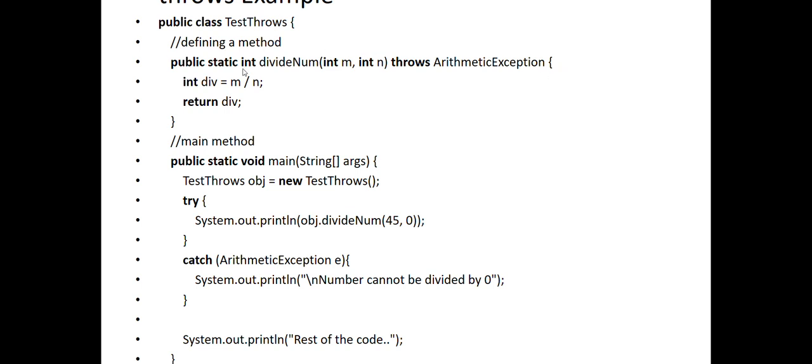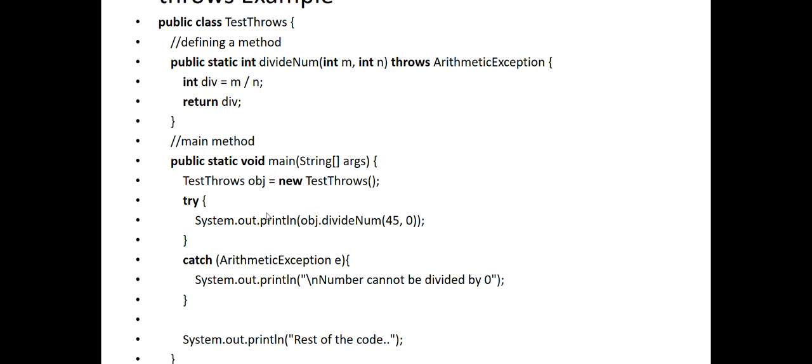Inside the method, I'm writing the integer division expression. One more variable is taken, in which I divide the numbers passed as parameters, that is m and n. So m divided by n, and I want to return the value of the answer. After that, I'm creating a main method, public static void main(String[] args). First, creating the object obj of the class Test.